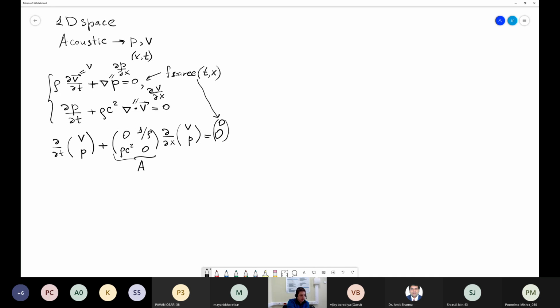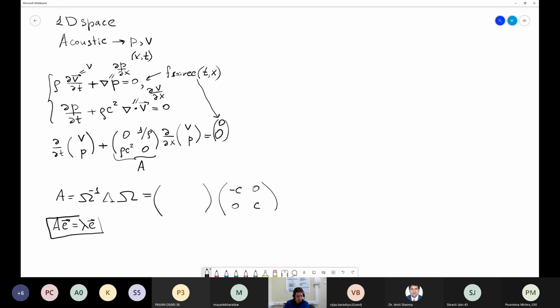If we analyze this matrix, we realize that it has a set of eigenvectors and eigenvalues, and the eigenvalues are real. So we can write that the matrix A can be represented as the multiplication of matrix omega to the power of -1, multiplied by the matrix lambda, multiplied by omega, where the matrix lambda is diagonal, and we have here the values c, minus c, and plus c. These are the eigenvalues of the system: A multiplied by the vector e is equal to lambda multiplied by the same vector e. So minus c and plus c are the solution of this equation.